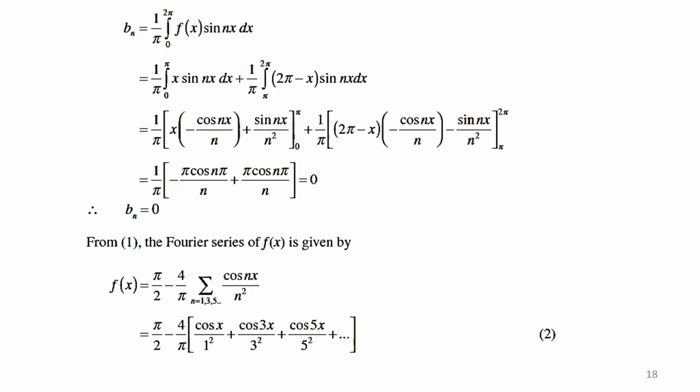If they asked for any deduction, you can substitute x is equal to 0 and you will get 1 by 1 square plus 1 by 3 square plus 1 by 5 square, and you can put all the values. Pi by 2 goes this side and becomes minus pi by 2. 4 pi goes that side and becomes pi square, so pi square by 8 you will get. If they ask for deduction, you can use this and get the deduction.